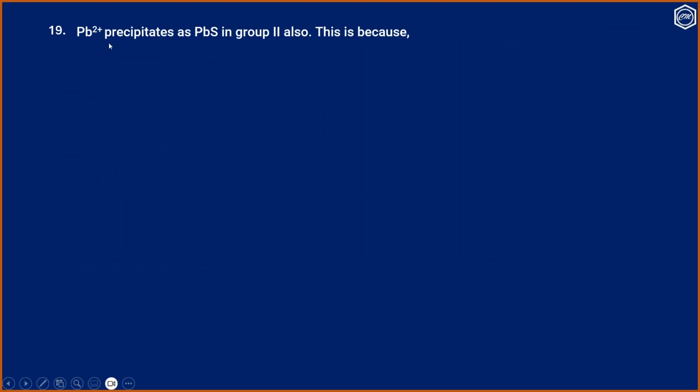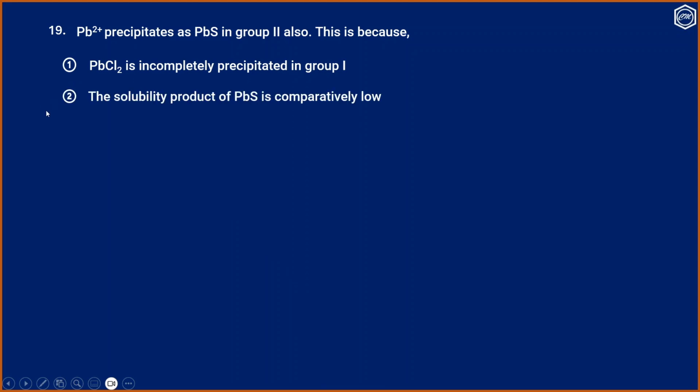Question 19. Lead 2 plus precipitates as lead sulfide in group 2 also. This is because lead chloride is incompletely precipitated in group 1. The solubility product of lead sulfide is comparatively low. Lead sulfide is insoluble. All the above. So the answer is all the above.